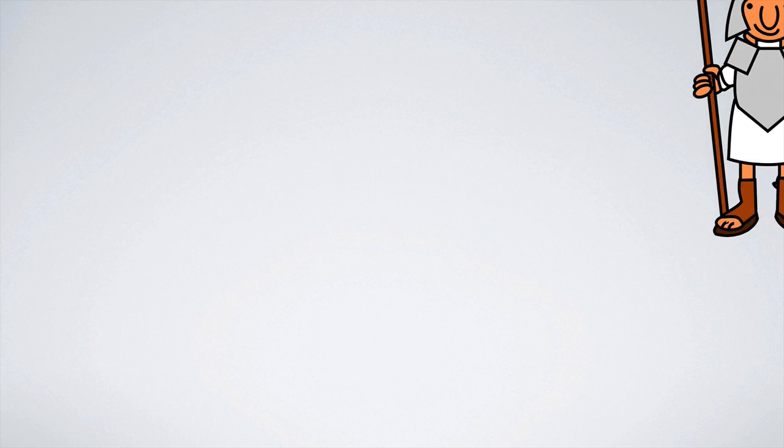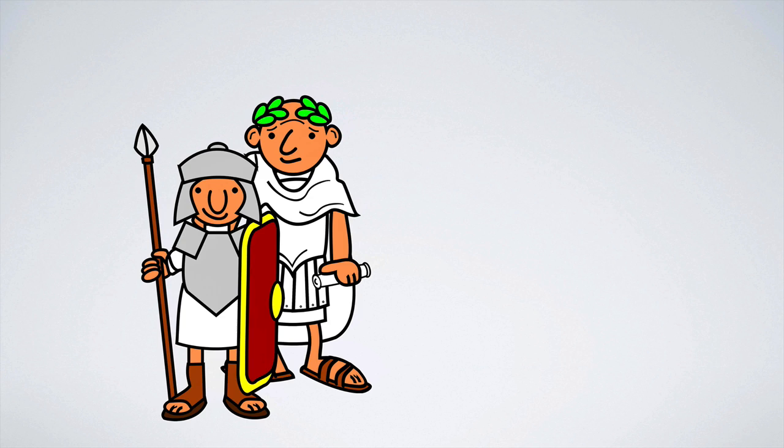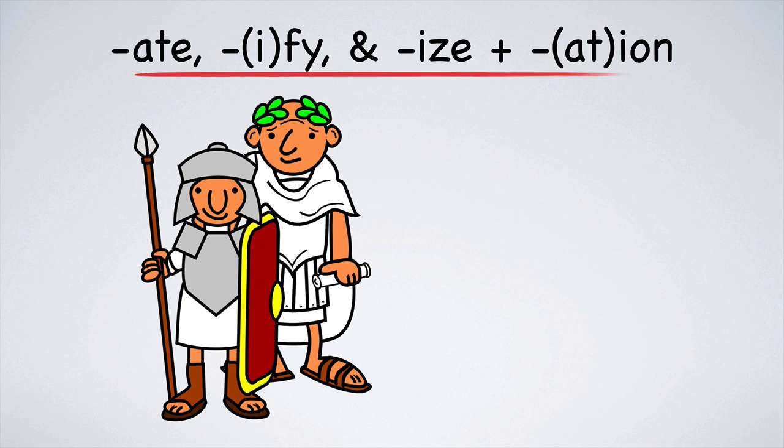Oh, hello, Caesar. What have you come to tell us? Veni, vidi, vici. Yes, we know. We know that you came, you saw, and you conquered. But what we really want to know is about language. Can you tell us about creating abstract nouns? Certainly. You can add ion to all of these words to create an abstract noun. Really? Wow, thank you, Caesar.